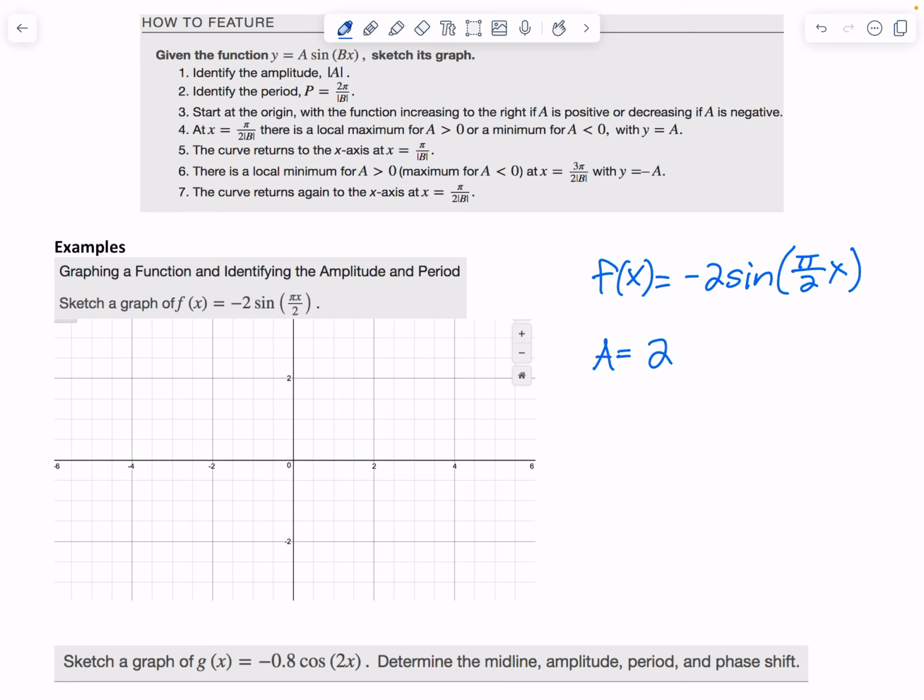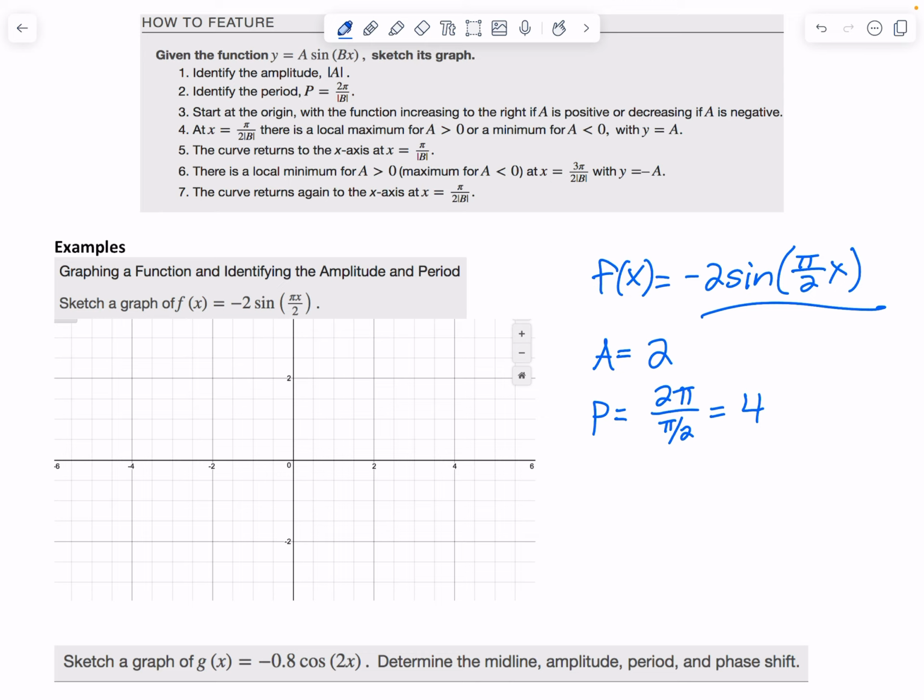Remember, it's a positive. The period, we do 2 pi divided by b, and b in this case is pi over 2. The pi's cancel, the 1/2 flips over, giving us a 4. So we have amplitude is 2, period is 4. Looking at this function, there is no shifts left or right, or up or down, but that negative will flip my sine over.